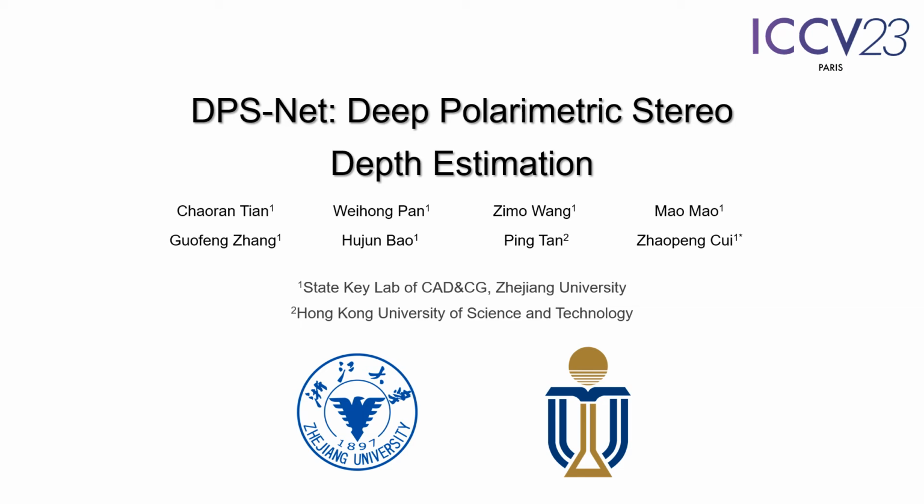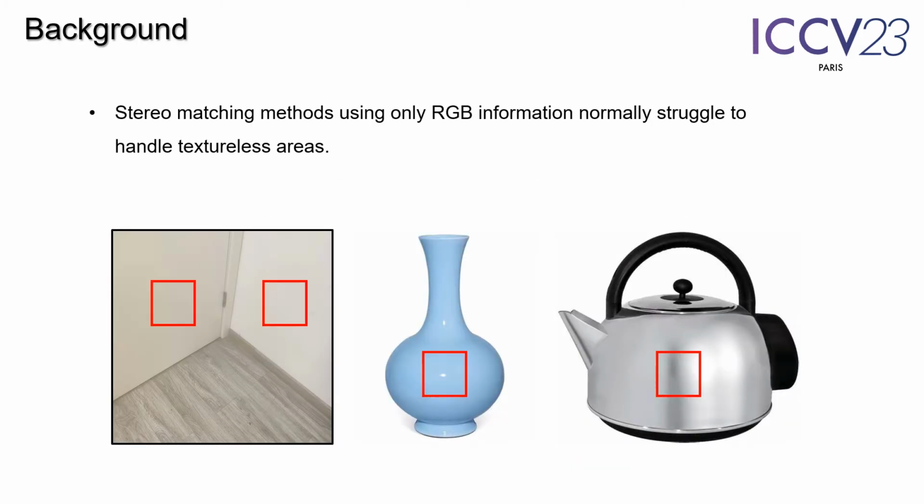Hello everyone. We are going to talk about our paper, Deep Polarimetric Stereo Depth Estimation. Stereo depth estimation is a classical computer vision task, playing an important role in many applications, including autonomous driving, robotics, and VR/AR. However, stereo matching methods using only RGB information normally struggle to handle textureless areas.